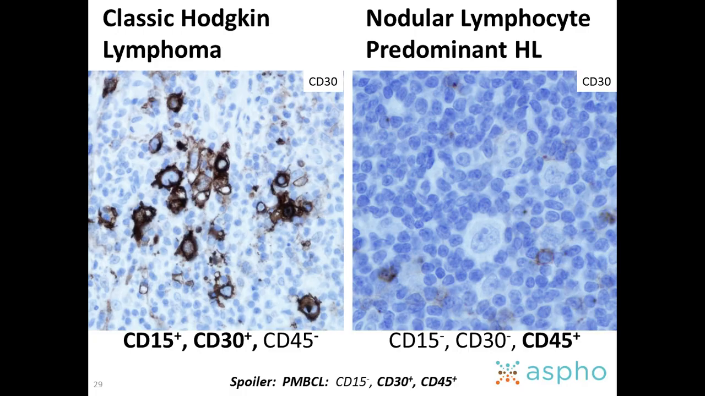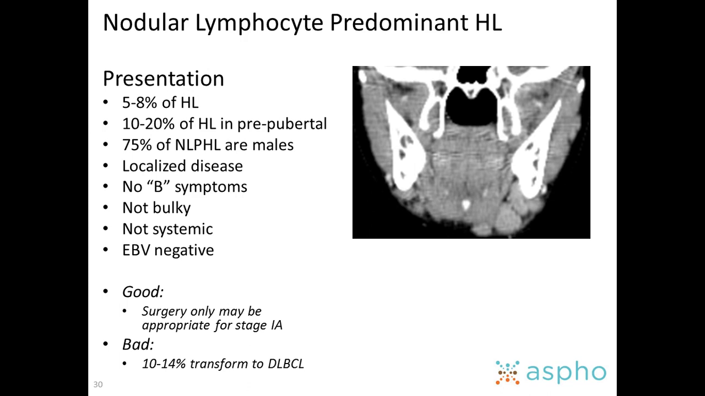The immunohistochemistry is important. Classic Hodgkin lymphoma will be CD15 positive and CD30 positive. You remember it's CD30 positive because of brentuximab vedotin. And nodular lymphocyte predominant tends to be 15 negative, 30 negative, but CD45 positive. So remember, 15 plus 30 equals 45. The spoiler, of course, is primary mediastinal B-cell lymphoma, and that has 30 positive and 45 positive, but not 15. But we'll get to that.